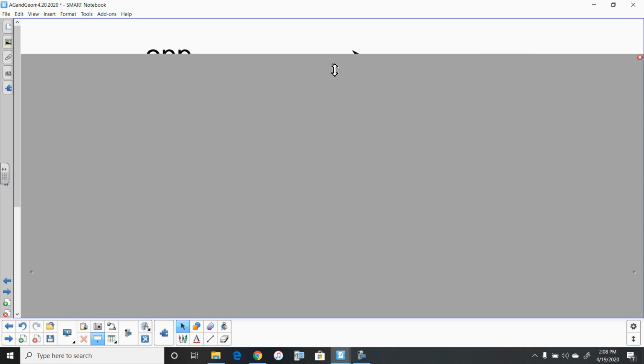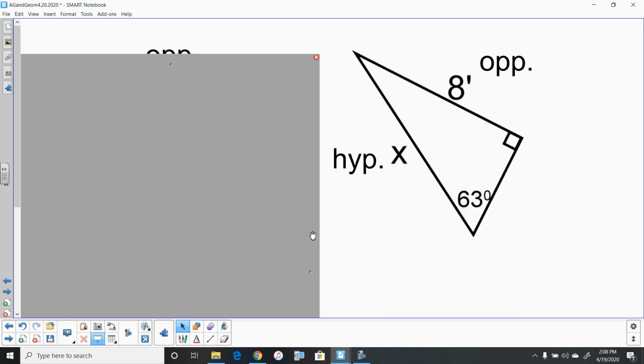And let's look at the other example. Okay, we started with this triangle here. We label the sides that we have. It looks like theta is 39 degrees. 8 is across from theta, so it's the opposite side. X, and this is where it gets confusing. A lot of students think, well, isn't x next to 63? And it is. But remember, the side that's across from the right angle is always the hypotenuse. Okay, so opposite and hypotenuse. Going back to SOH CAH TOA, which means opposite and hypotenuse.